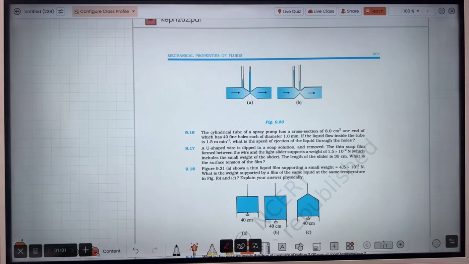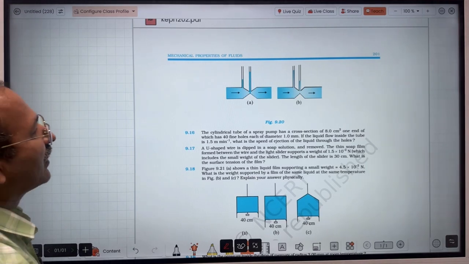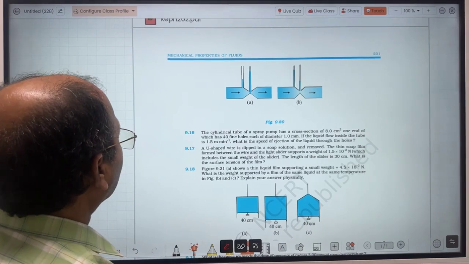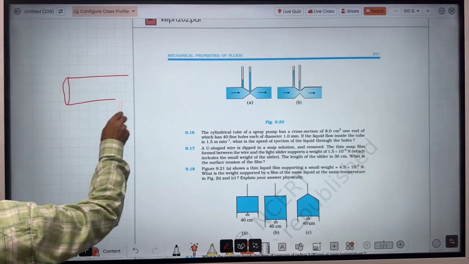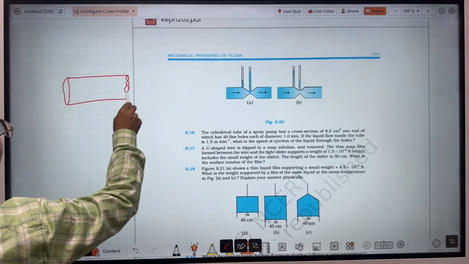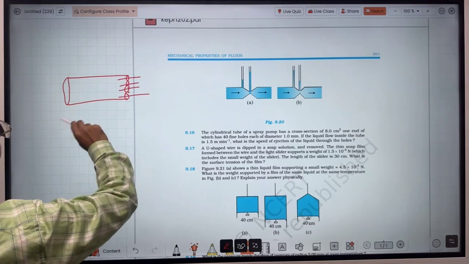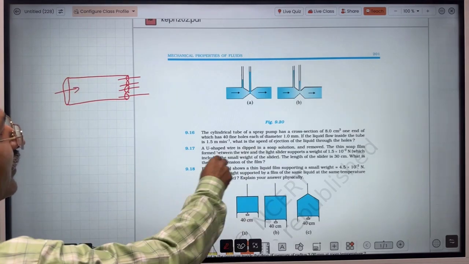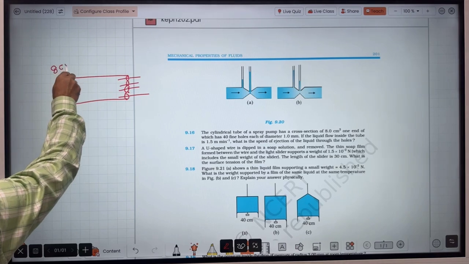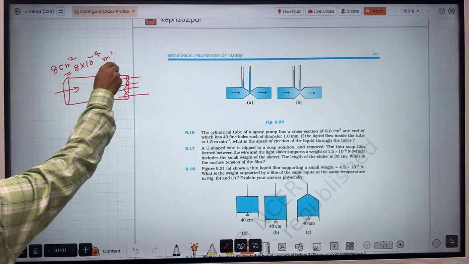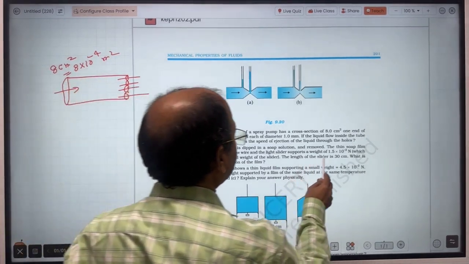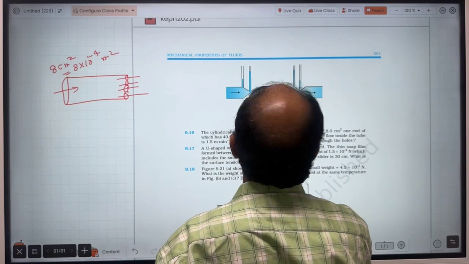So again we will see that there is no accumulation of liquid, and then we can evaluate. Cylindrical tube of spray has a cross section area 8 cm square. Now there are small holes. So from here and here, 8 cm square. That is 8 into 10 to the power minus 4 meter square, and here 40 fine holes, each of diameter this.